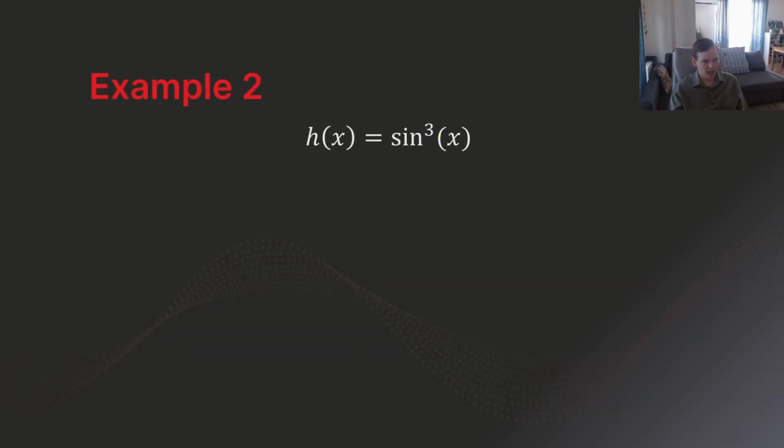Second example, sine cubed of x. This one in some ways is a little bit more straightforward because it's easy to see that the sine here is my inner part and the cubed here is my outer part. So f of x is equal to x cubed, g of x is equal to sine of x.